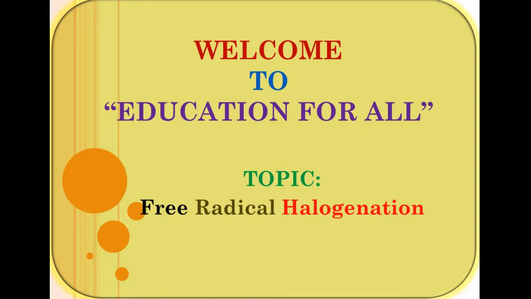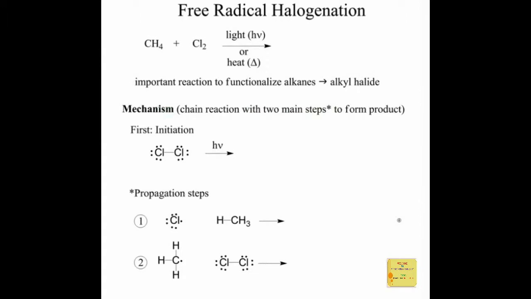Next, we're going to be talking about a reaction called a free radical halogenation. This is a reaction of alkanes, and as the name implies, we're going to be doing a halogenation reaction. We're going to be adding a halogen to the alkane structure. So here we have a very simple alkane, such as methane.